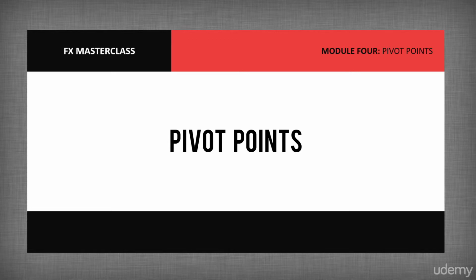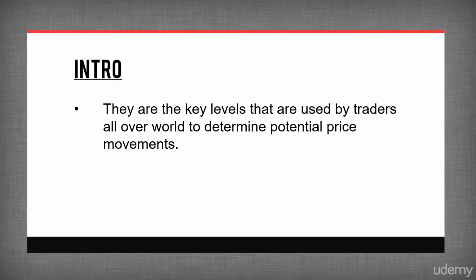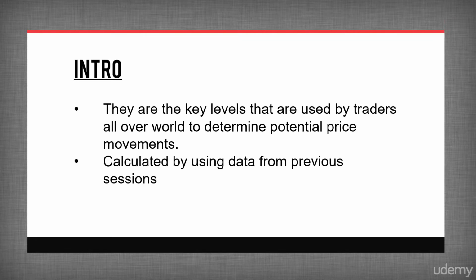In this video, we'll be looking at pivot points. Pivot points are key levels that are used by traders all around the world to help determine which way price will move during the upcoming session. They are calculated using data from the previous session to give average prices from which expected reactions, or at least some type of market activity, is expected. The most important pivot point is the central pivot, or the daily pivot.